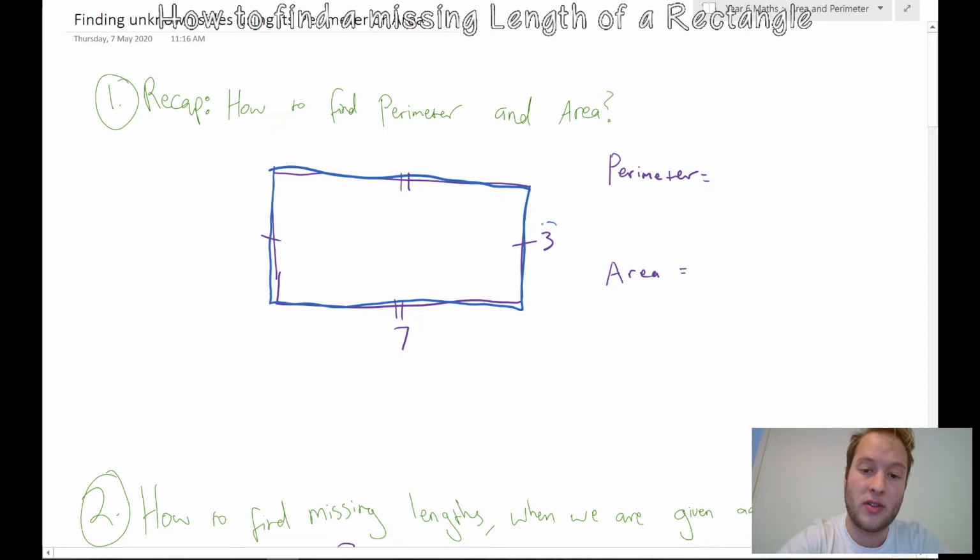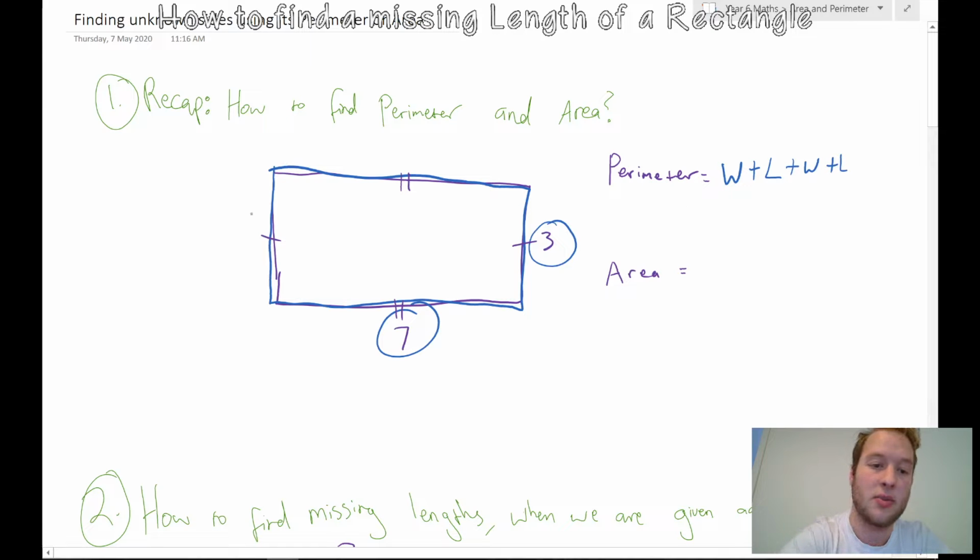So I've got the width here, which is 3, so I'm going to write it as a W. So width plus your length, which is my 7, plus your width plus your length. So plus this and plus this. When you add all of the sides together, you'll get your perimeter. This is for a rectangle or a square. They both have 4 sides, so that's the rule.